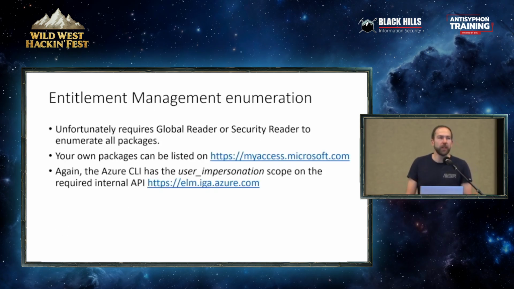Unfortunately, to enumerate all of this, we will need to have at least a role here. We need Global Reader or Security Reader to see this. You can see which packages you have on the My Access page, but of course, that's not where Recon gets this data. So it's unfortunately a bit limited to a review-style thing. But we can again use the Azure CLI because the Azure CLI has the correct API permissions. I don't know why the Azure CLI needs to talk to this API, but it has the correct API rights.